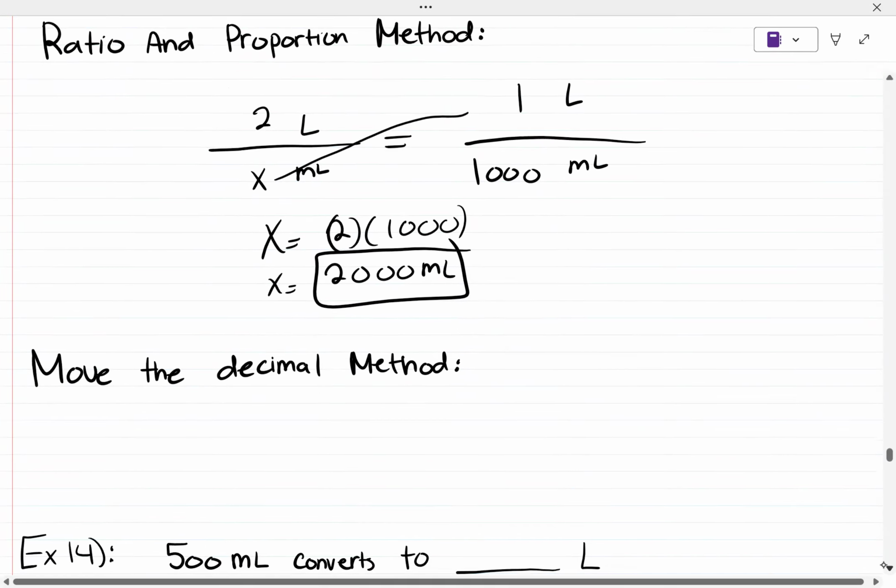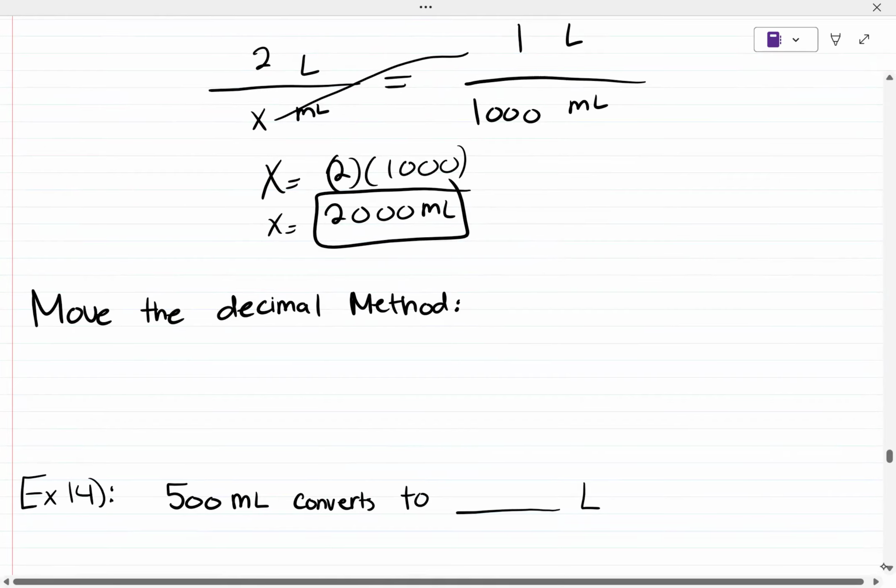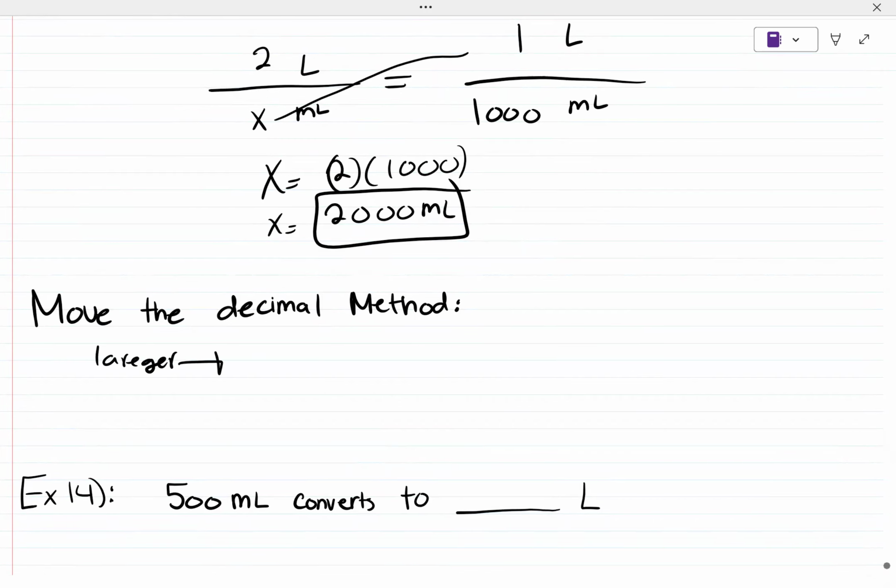Okay, move the decimal method. So we are technically going from a larger to a smaller. So we got to move it 3 units to the right. So we were given 2. So we got to move this 3 units to the right. So here's the decimal right here. So go ahead and move it 3 units to the right. That is 2,000.